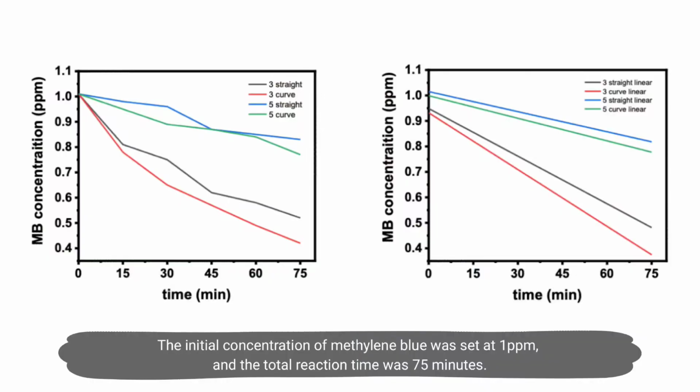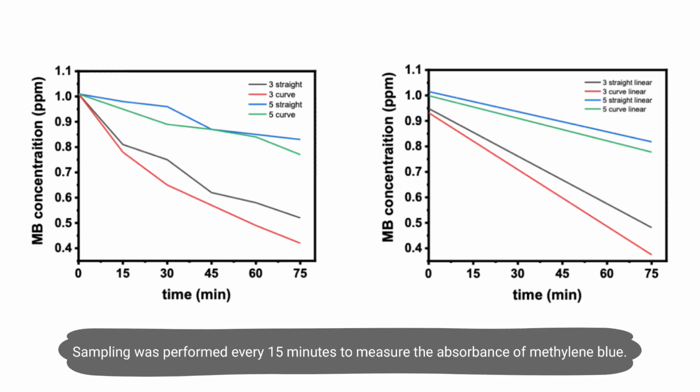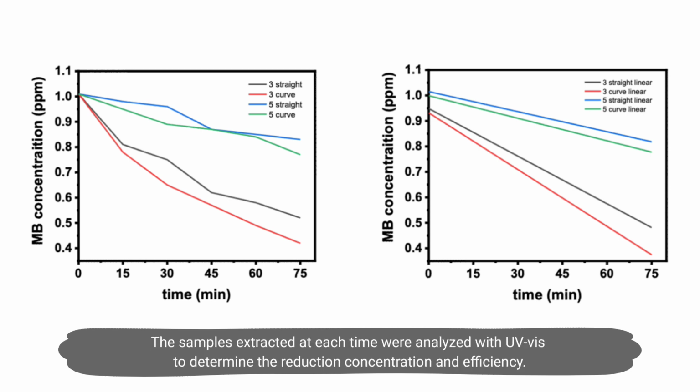The initial concentration of methylene blue was set at 1 ppm and total reaction time was 75 minutes. Sampling was performed every 15 minutes to measure the absorbance of methylene blue. Samples extracted at each time were analyzed with a UV visible spectrophotometer to determine the reduction concentration and efficiency.